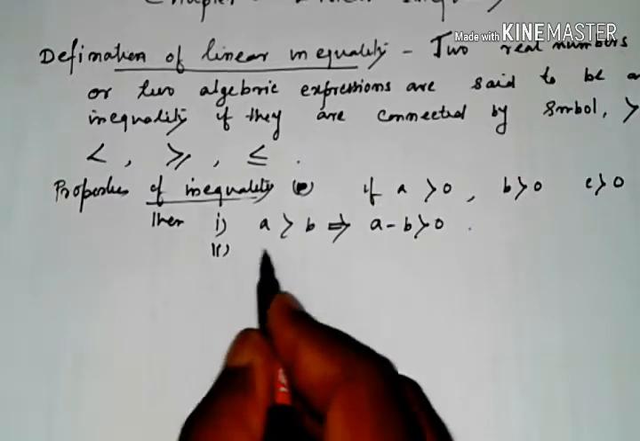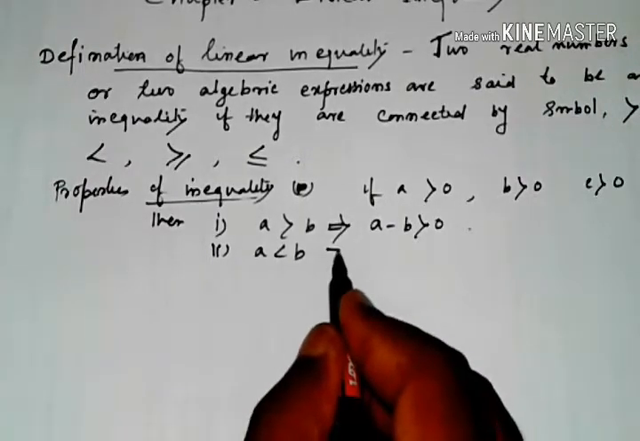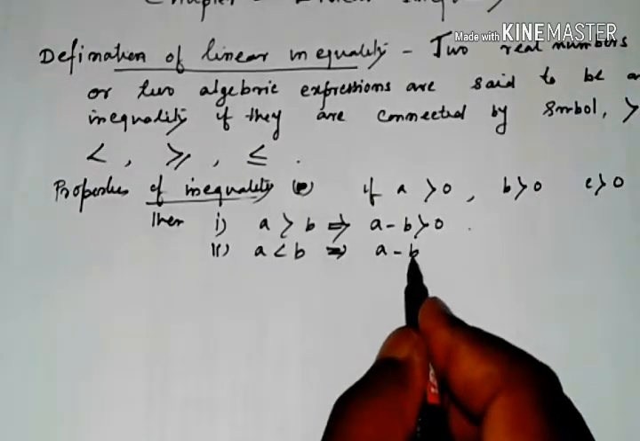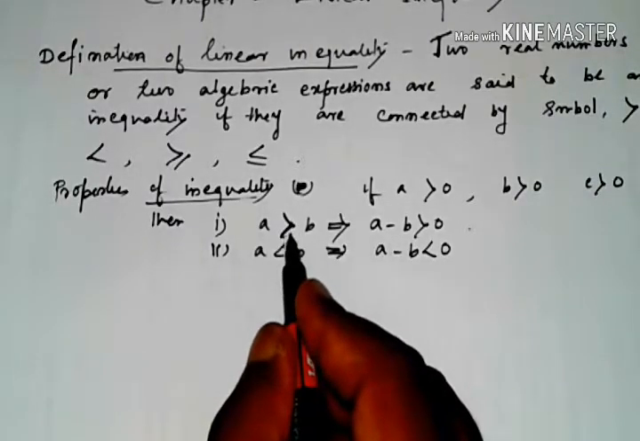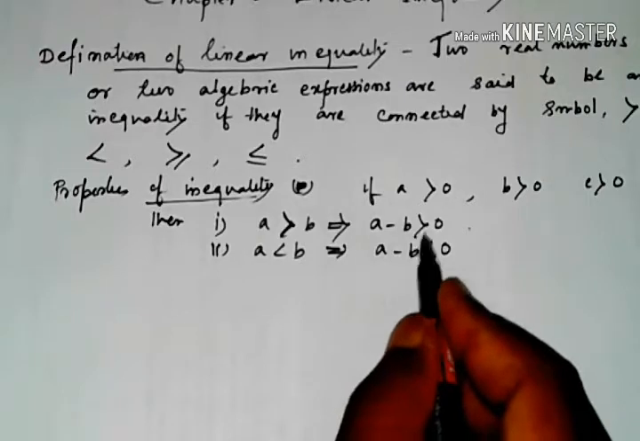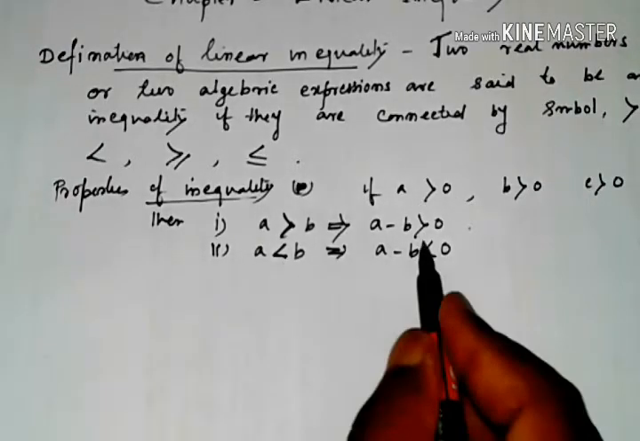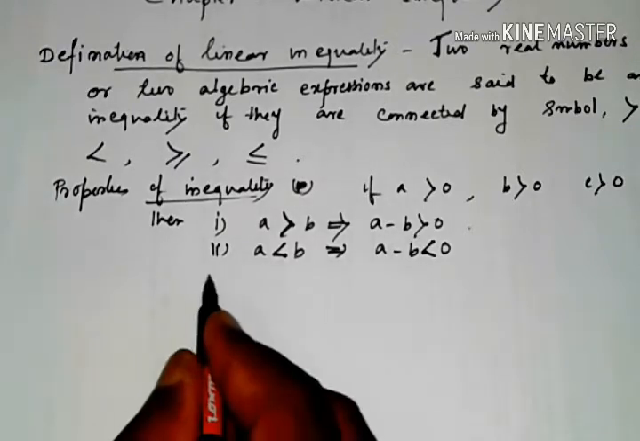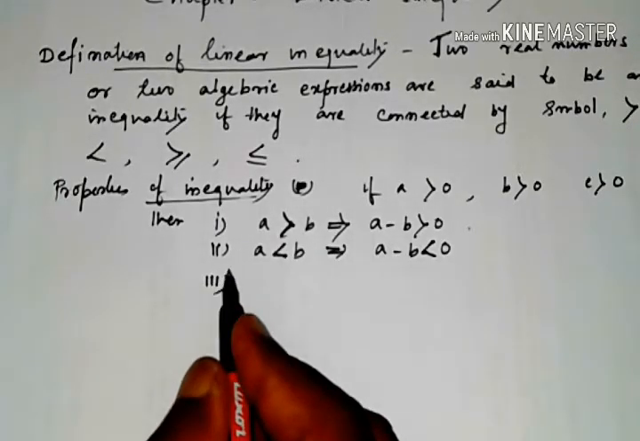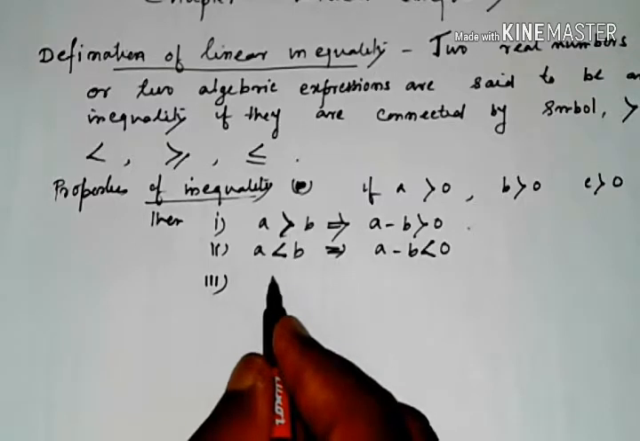Second property, that is A less than B implies A minus B less than 0. This says if A is greater than or equal, then it will be greater than or equal. If A is less than or equal, this is also less than or equal. Third property, that is very important.